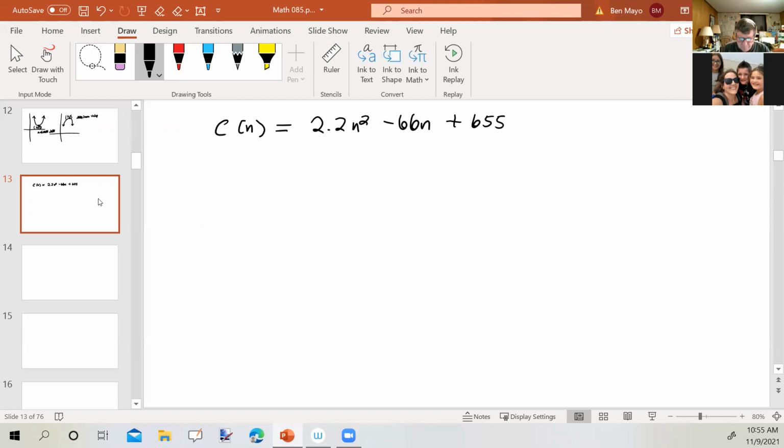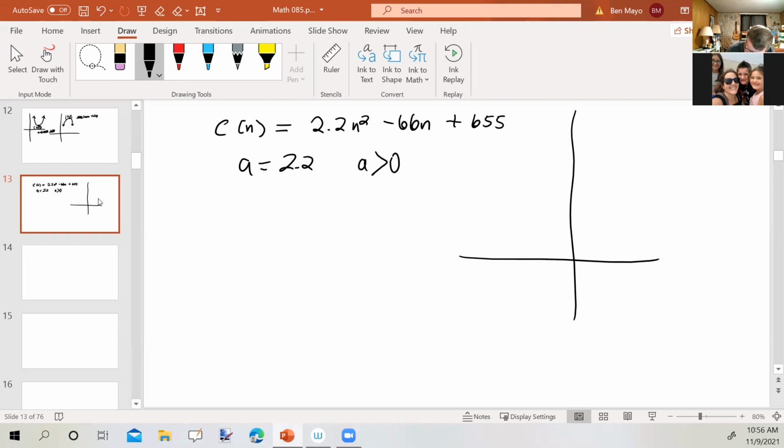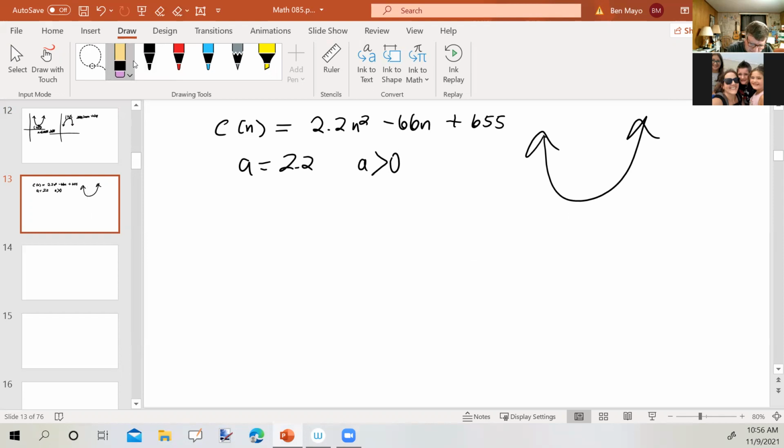All right, now, we're not going to go to the trouble of doing an accurate graph of this parabola, but can you see that a is 2.2? So a is greater than 0. So our parabola is going to open upwards, okay? I'm not labeling the graph. It's going to open upwards. Everybody okay with that so far?